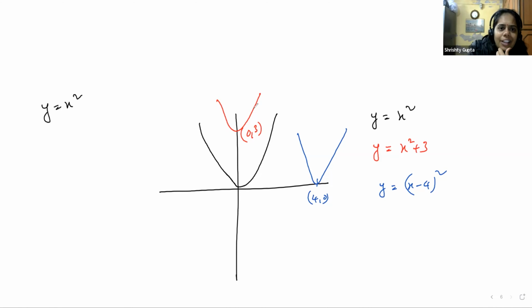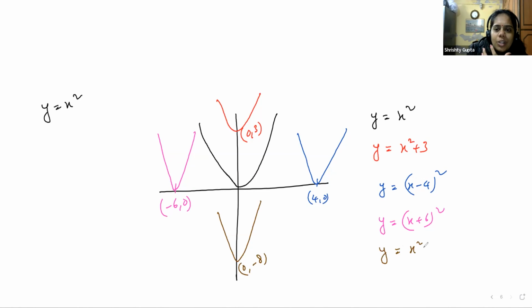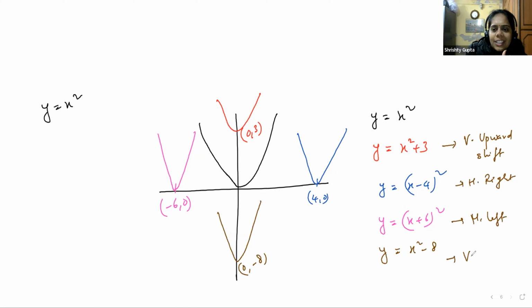Similarly, if it gets translated to the left side by 6, the equation becomes x plus 6 whole square. And if it gets translated downwards, let's say 8 units, my new equation becomes y is equal to x square minus 8. So the first is the vertical upward shift, the second is the horizontal right shift, the third is the horizontal left shift, and the fourth is the vertical downward shift. This is how the equation turns out, and this is what is called the translation part.